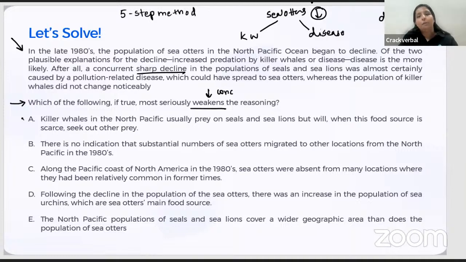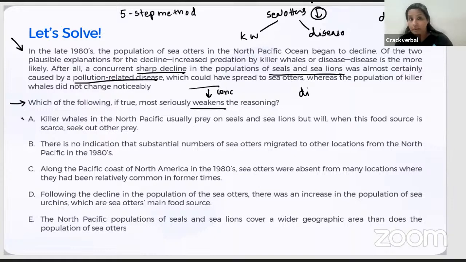The decline in the population of seals and sea lions was almost certainly caused by a population-related disease. So there was a decline in seals and sea lions. That was because of a population-related disease, which could have spread to sea otters, whereas the population of killer whales did not change. So now they're telling me the conclusion.